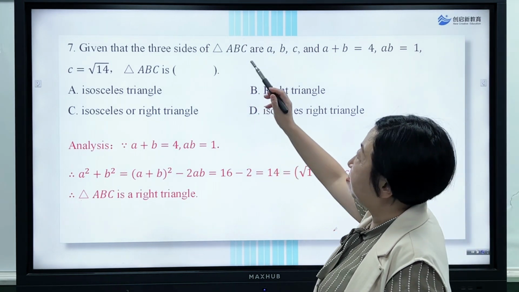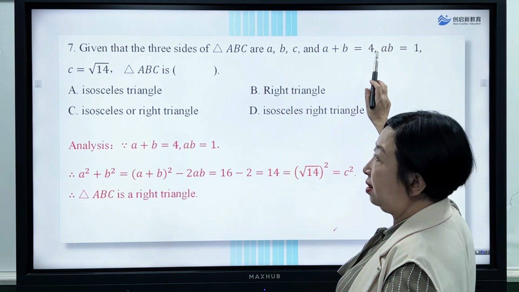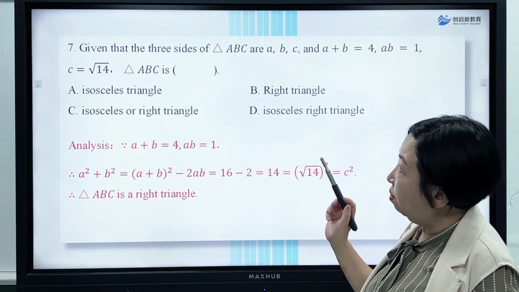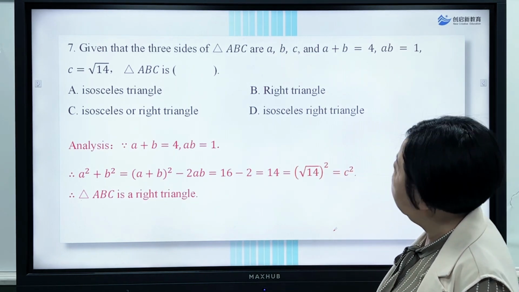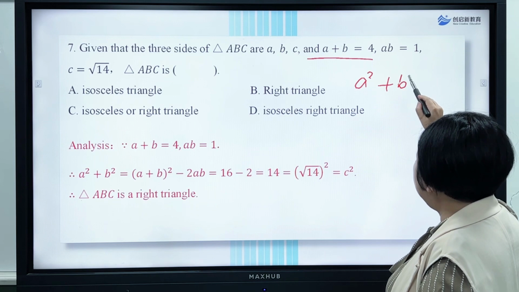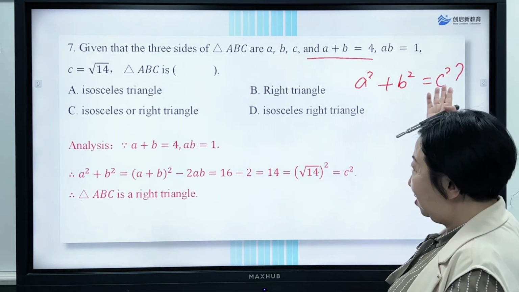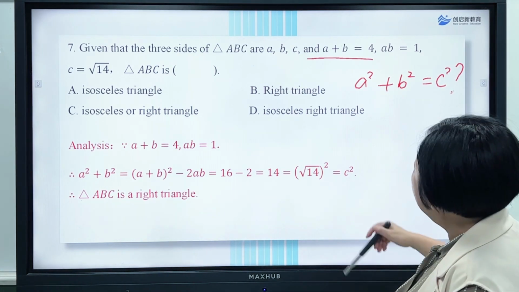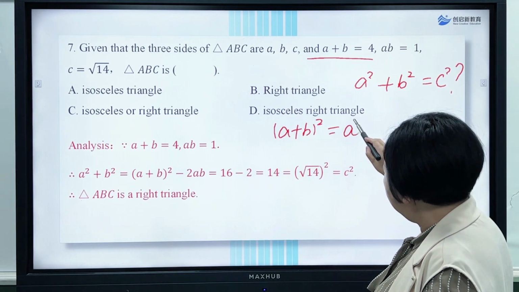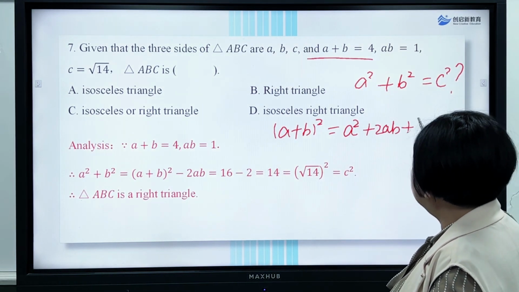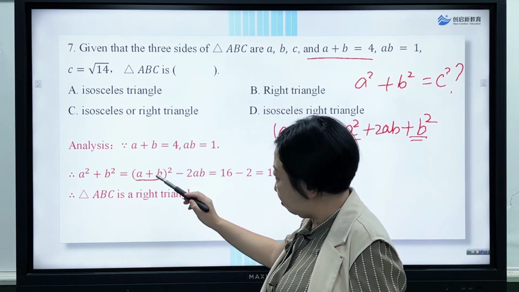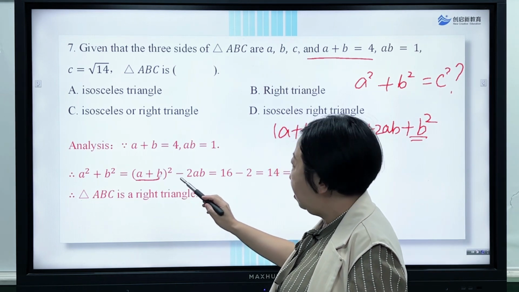Here, given the 3 sides of triangle ABC as a, b and c, a plus b equals 4, a times b is 1, c is root 14. Then ABC is which triangle? Okay, let's guess: is the square of a plus the square of b the square of c? If it is, it must be a right triangle. So we know the perfect square: the square of the sum of a and b equals the square of a plus 2ab plus the square of b.